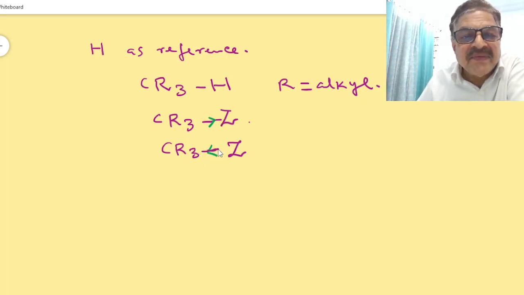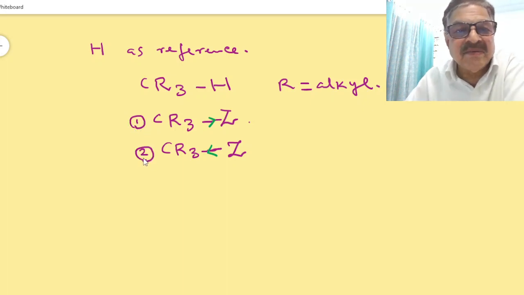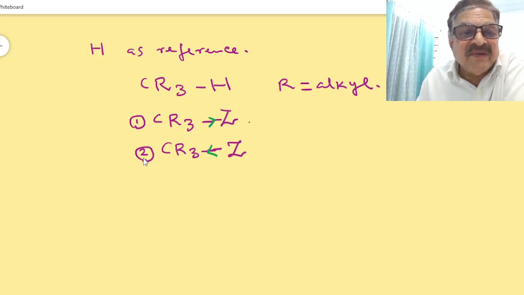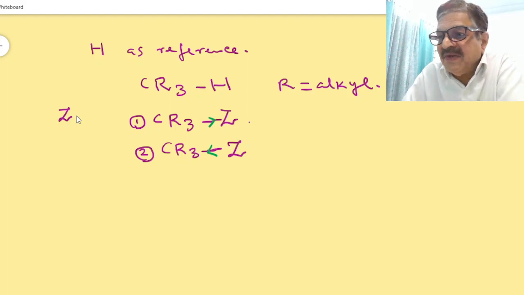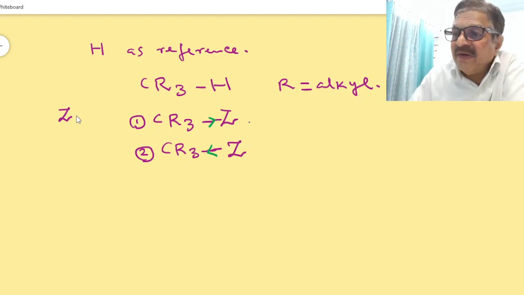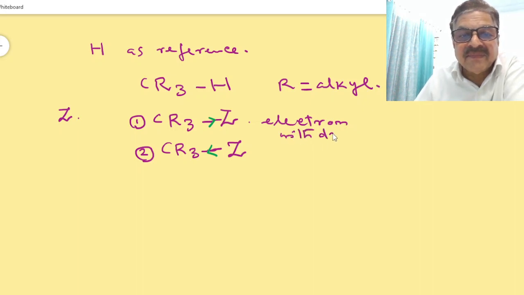I just mark it here. This is possibility number one, and this is possibility number two. That is the electron density in the CR3 part when we replace the hydrogen with a group Z. If the electron density in the CR3 part is less, the assumption is that Z is withdrawing the electron density. Z is considered to be electron withdrawing, electron attracting. This electron withdrawing is a minus I effect. It is known as the minus I effect.